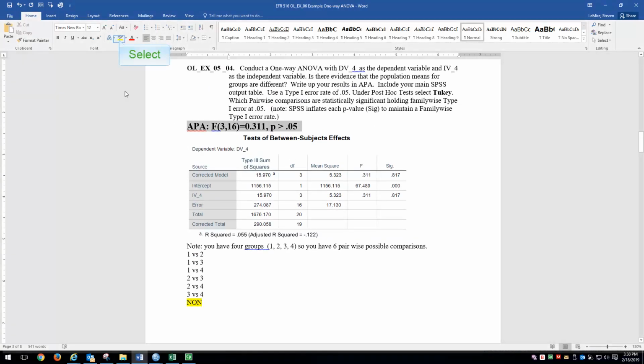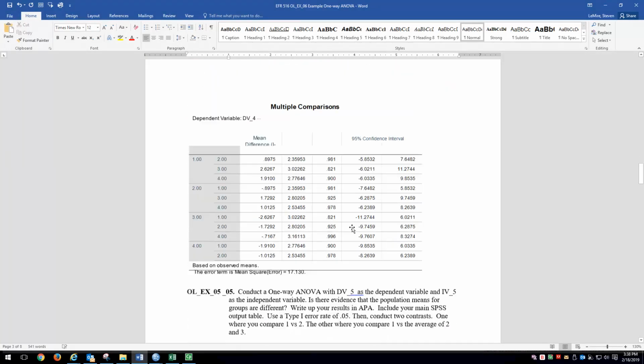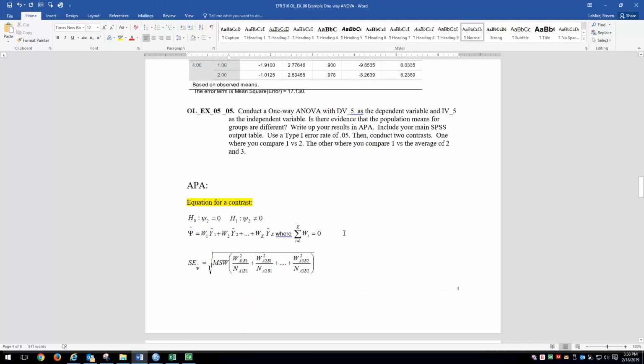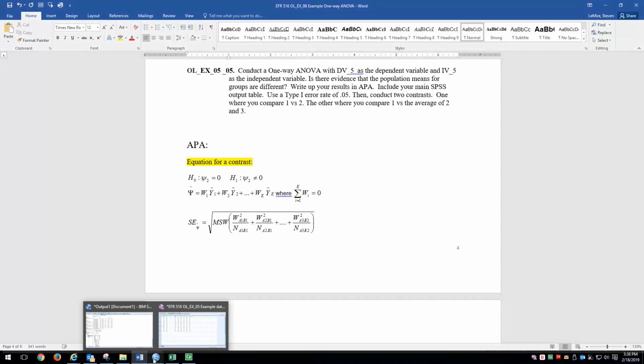Okay, so now I'm going to go to the last problem here, number 5, and again we're conducting a one-way ANOVA, and we'll put the APA, but then we're going to follow it up with some contrasts. And we're going to actually do these contrasts by hand, because we could do simple or complex contrasts, and we need to learn how to do these and where the math comes from. So let's go ahead and do an ANOVA with DV5 and IV5 to get started.